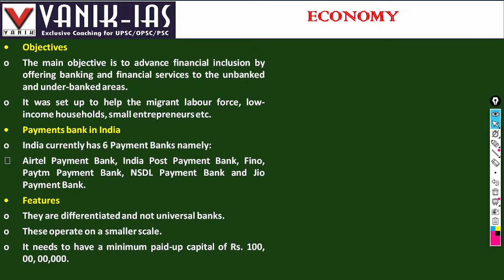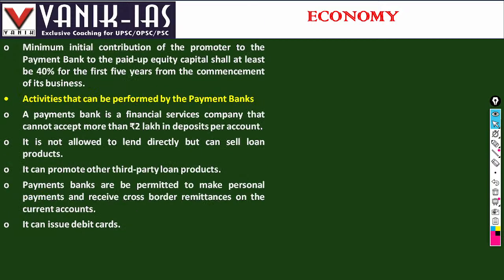They are differentiated and not universal banks. These operate on a small scale. It needs to have a maximum paid up capital of up to 1000 crore. The minimum initial contribution of the promoter to the payments bank's paid up equity capital shall be at least 40% for the first 5 years from the commencement of its business.